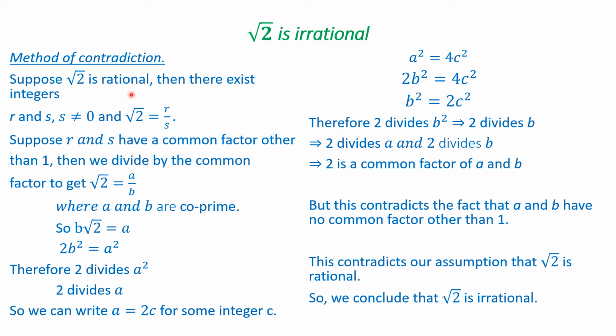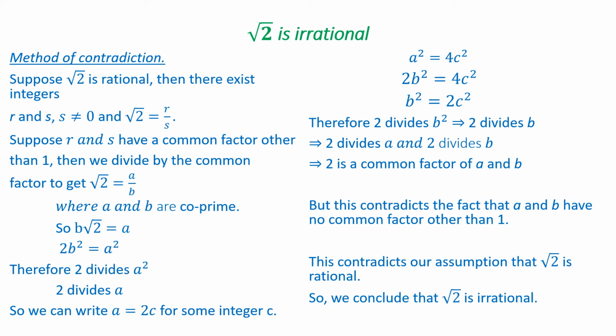Suppose root 2 is rational. Then by the definition of rational numbers, you know that there exist integers r and s, where the denominator s is not equal to 0, such that we can write root 2 is equal to r by s. You have already done it as p by q, but here we are writing it as r by s.